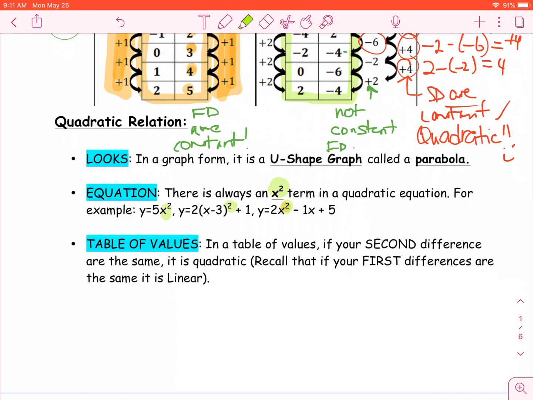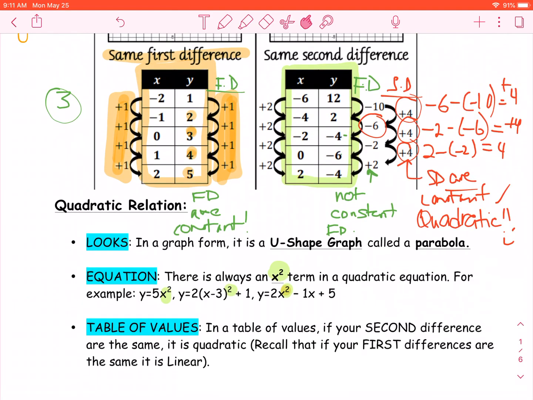The last way to determine if it's quadratic is looking at the table of values, like the work we did up here. In a table of values, if your second differences are the same, if they are constant, it is quadratic. That's the main thing. You have to go through your first differences first, obviously, to determine if they're constant or not. We did a bit of this on the whiteboard using those arrows. However, you should also recall that if your first differences are the same, then it's linear. Any of these 3 ways, depending on the information that is given to you, all represent quadratic relation key points.